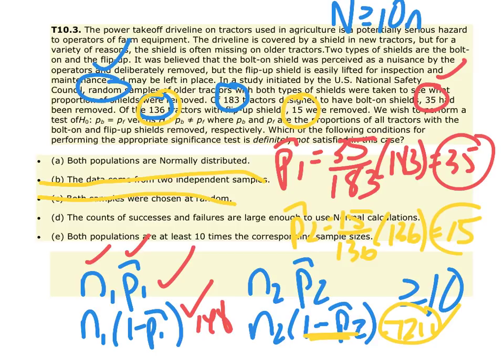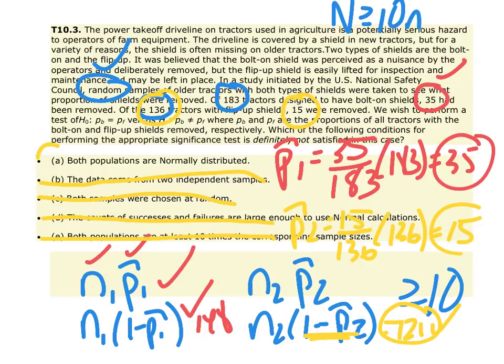I'm going to go to letter E. Both populations are at least 10 times the corresponding sample size. This is the same test for independence, so B and E really say the same thing. Now it comes down to A and D. D says the counts of successes and failures are large enough to use normal calculations. I would agree with that. That actually is met. We checked the normal condition.